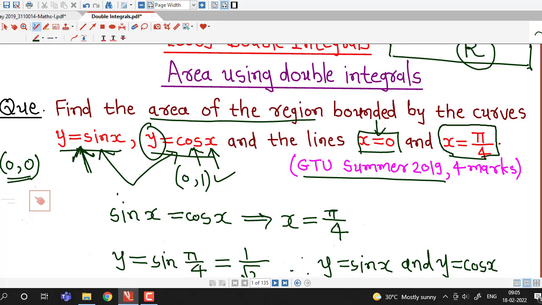And similarly, if we take x equal to pi by 4 in y equal to sin x, we will obtain 1 over root 2 for y. That means y equal to sin x will intersect x equal to pi by 4 at point (pi by 4, 1 over root 2). And same thing here, y equal to cos pi by 4 is 1 over root 2. Therefore x equal to pi by 4 will intersect y equal to cos x at this point. So once we have intersecting points, it is easy to sketch the region of integration.